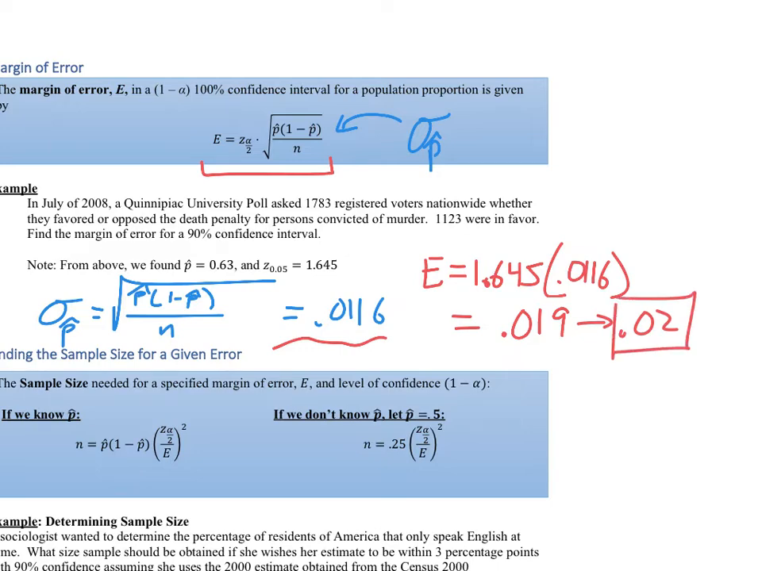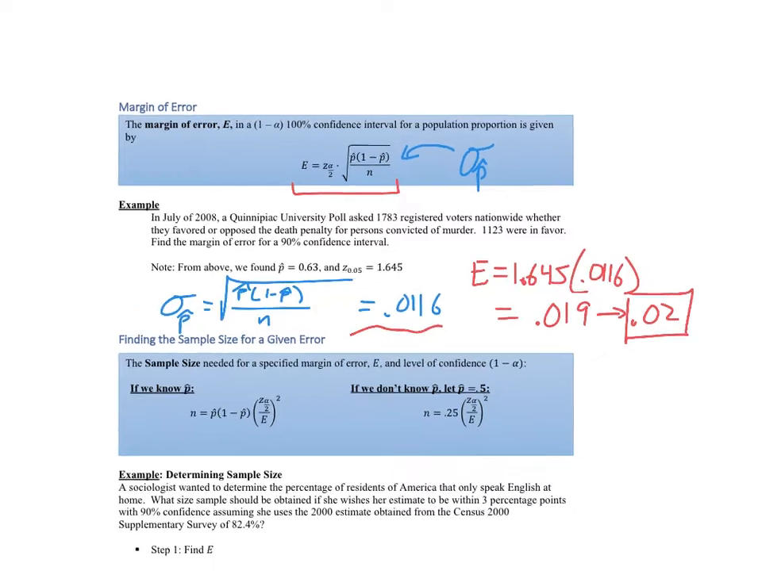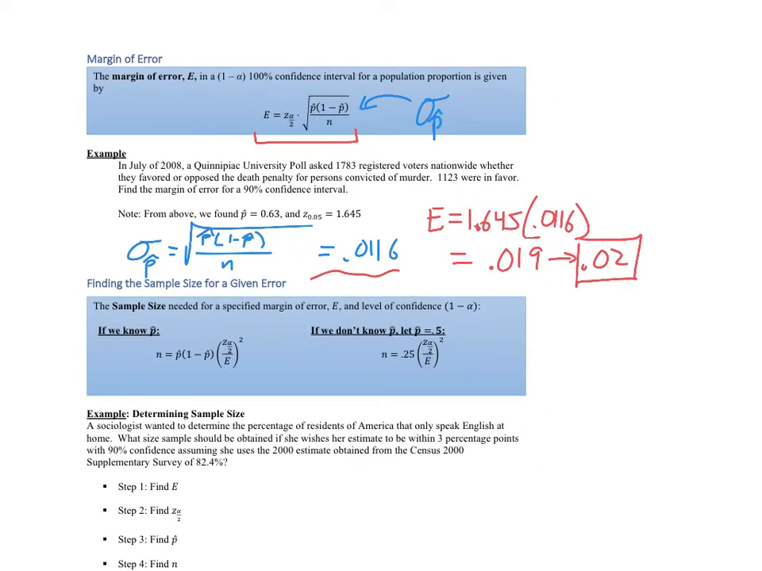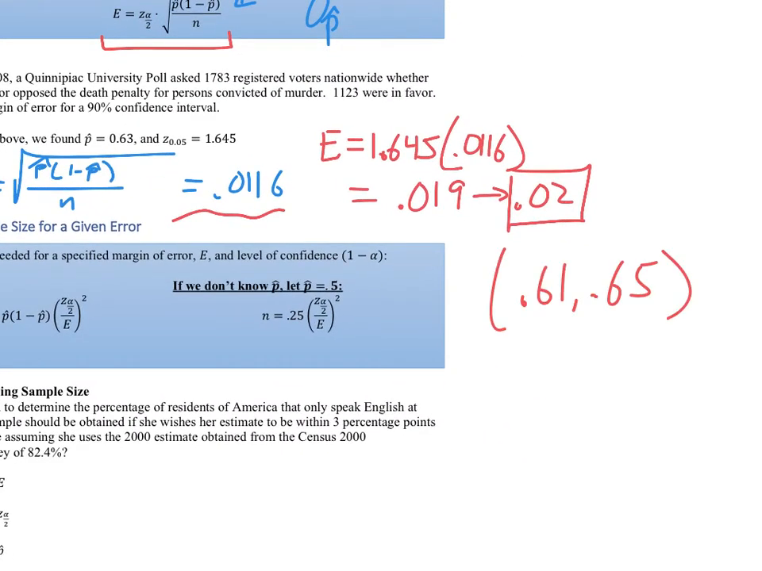All right, so we have that margin of error. And looking back at what our interval was, 0.61 to 0.65, notice 0.63 was right in the middle. So 0.63, 63% plus 2% is 65. Minus 2%, so this is plus 0.02, minus 0.02 gives us 61. Okay, so the margin of error is 0.02.